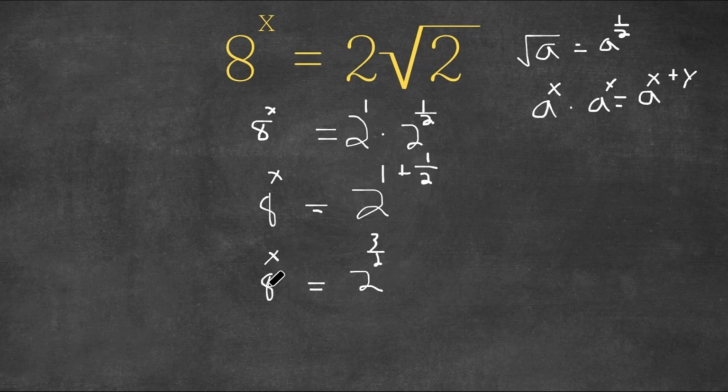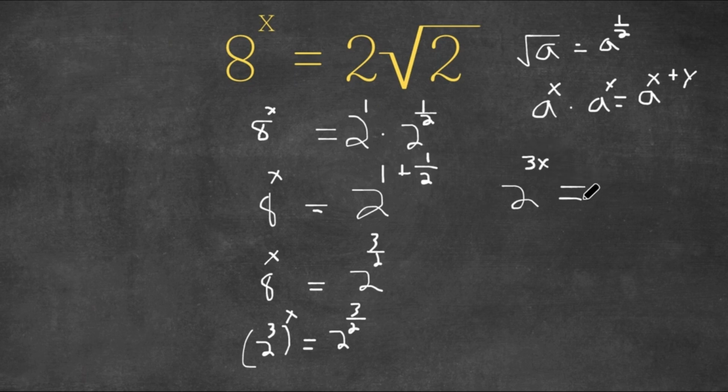So why don't we convert this 8 into a 2? Well, 8 is actually the same thing as 2 to the power of 3. So this is 2 to the power of 3, to the power of x, equals 2 to the power of 3 over 2. Now, 2 to the power of 3 to the power of x is the same thing as 2 to the power of 3 times x, which can also be written as 2 to the power of 3x. This equals 2 to the power of 3 over 2.